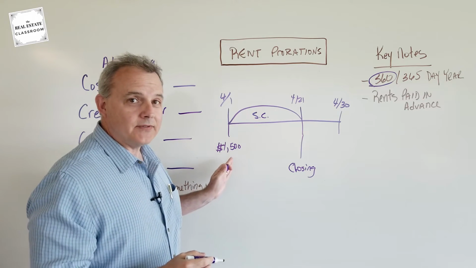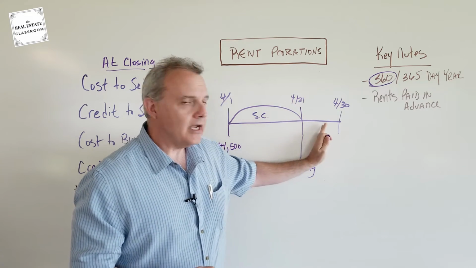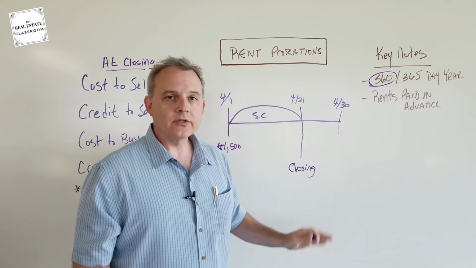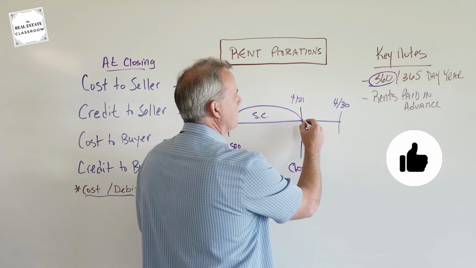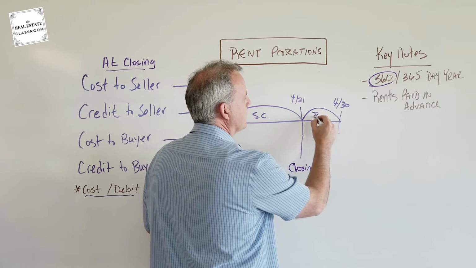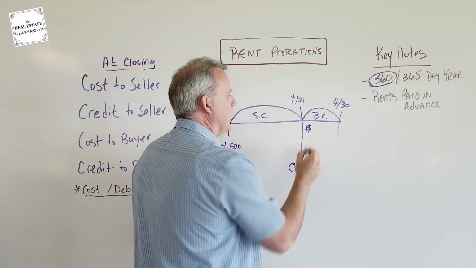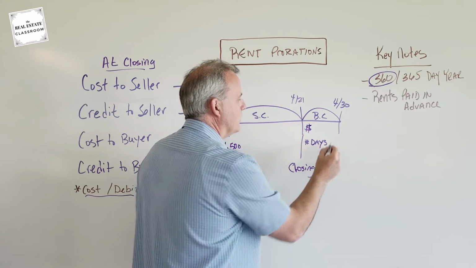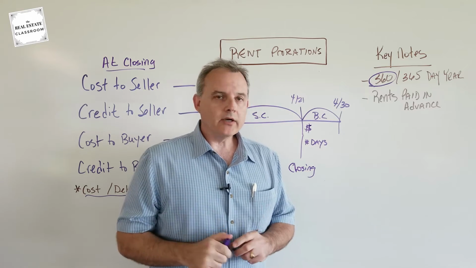Because they already have the $1,500 and they're going to have to give a certain amount of money to the buyer at closing, so the buyer has the money that they're entitled to for the time that they owned it, that part of the month. So therefore, we know that this is a buyer credit. Now we need to figure out how much of a credit and also the number of days so we can do our calculation.